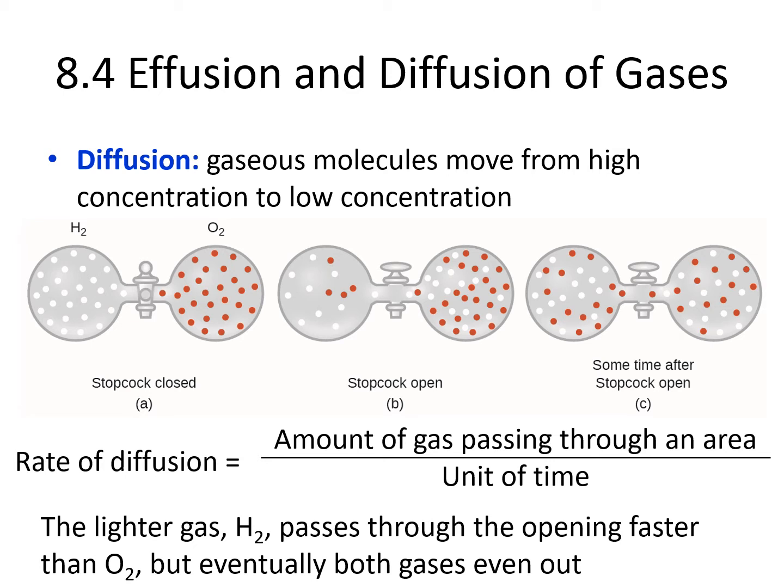So if we look at the colored dots, the hydrogen is the white, and when the stopcock first opens, there's actually quite a bit of white getting over to the other side, but not all that much red because the oxygen is diffusing more slowly. But eventually the red does get through.